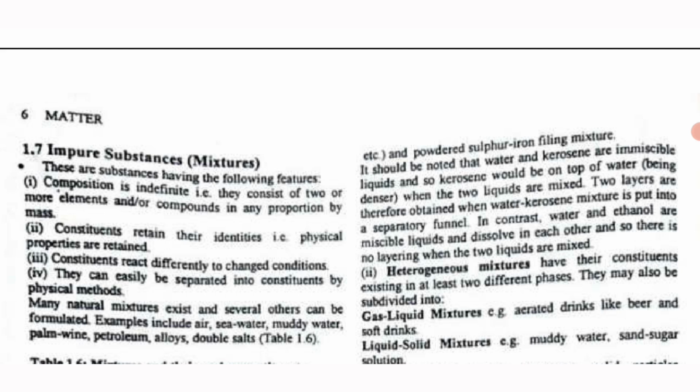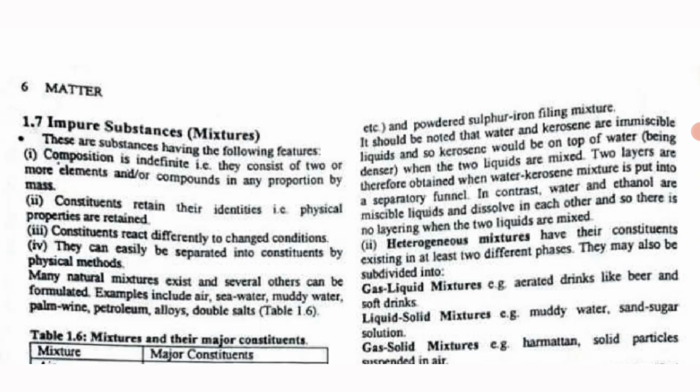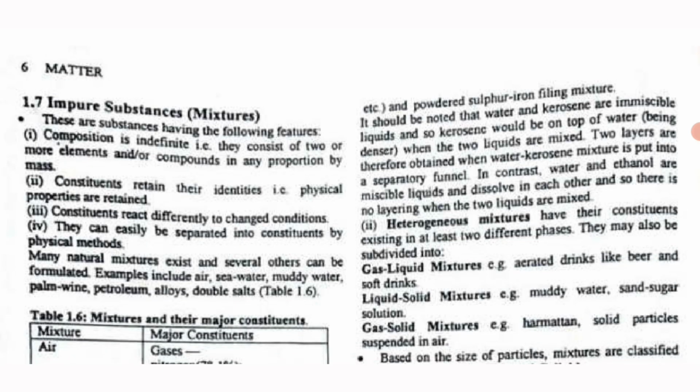So in this video, we shall be talking about impure substances, which entails mixtures. Now, these are substances having the following features. Number one, the composition is indefinite. That is, consists of two or more elements and or compounds in any proportion by mass. Now when they say the composition is indefinite, that's the composition is not specific. When you talk about something being definite, it could be the same, like it is constant. All right, it can be predicted. When you talk about composition being indefinite, it could be in any proportion by mass, not specific.